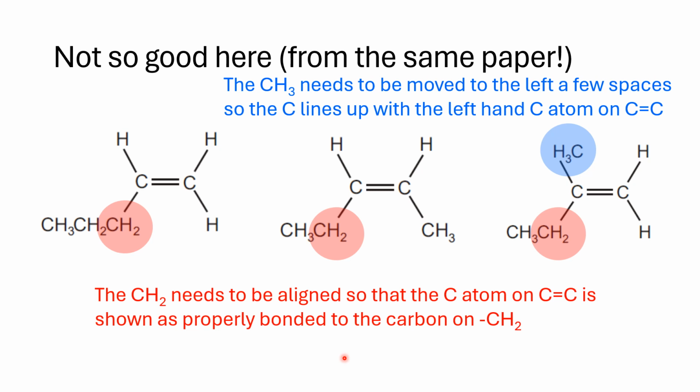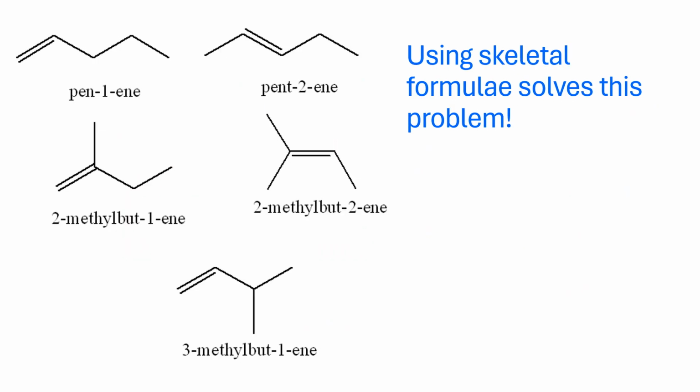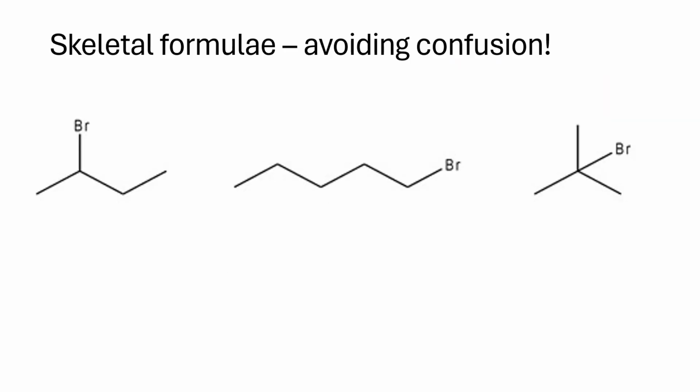So if here's my highlighter here, this carbon needs to be lined up with this carbon. This carbon needs to be lined up with this carbon. This carbon needs to be lined up here. And this one over here needs to be lined up with this carbon. So a skeletal formula usually solves this problem. But what if you're told by the question to use displayed formula? You then have to revert back to the ones you've looked at before and make sure that your atoms line up properly. Now, skeletal formulae themselves can sometimes cause confusion.